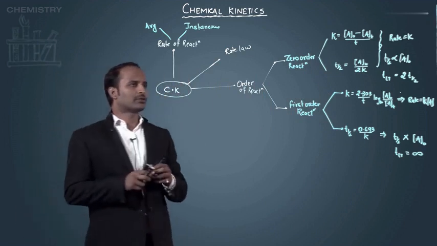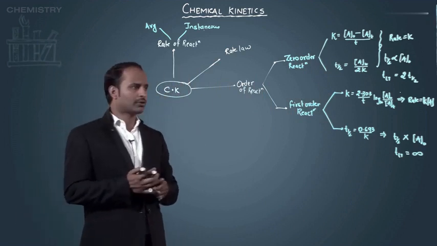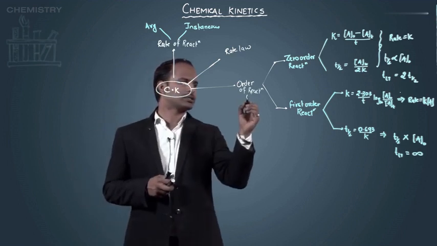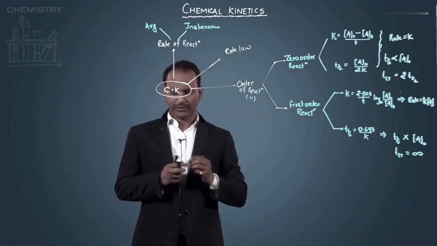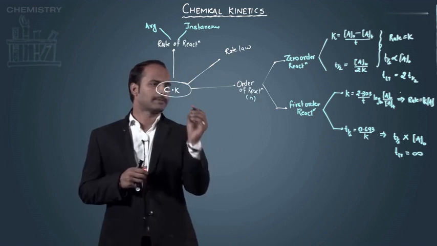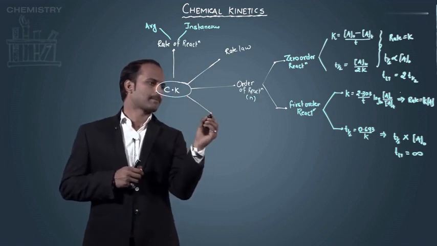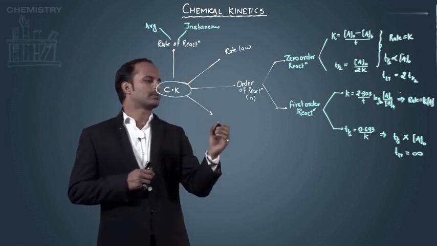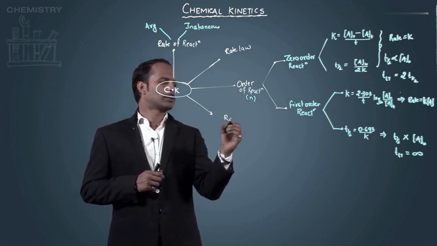Now after this, we did something about the order of reaction, which is represented by the small letter n. After the order of reaction, in the same chapter we did something about the rate constant.